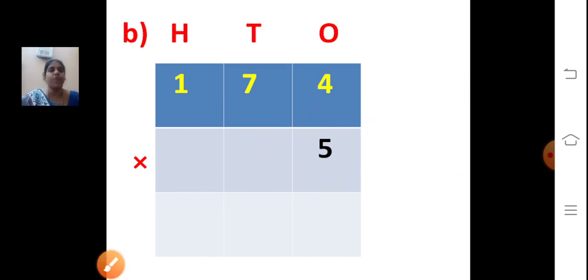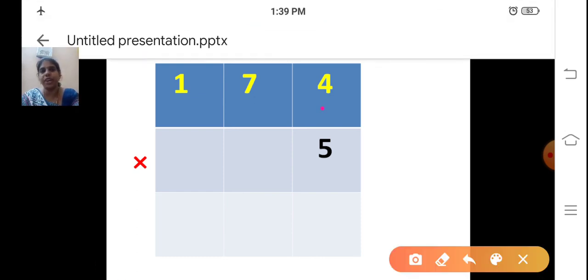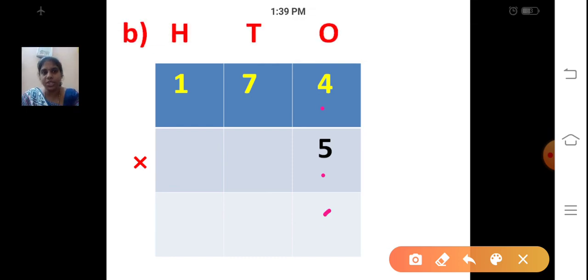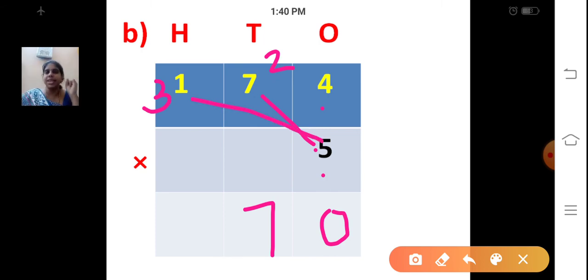So first step, 4 5s are 20. So first we are going to multiply this. 4 5s are 20. 0. 2 will be carried over to the next place. Next, 7 5s are 35. 35 plus 2, 36, 37. 7, 3 will be carried over. Next, 1 5s are 5. 6, 7, 8. So answer is 870. When you multiply 174 into 5, answer is 870.